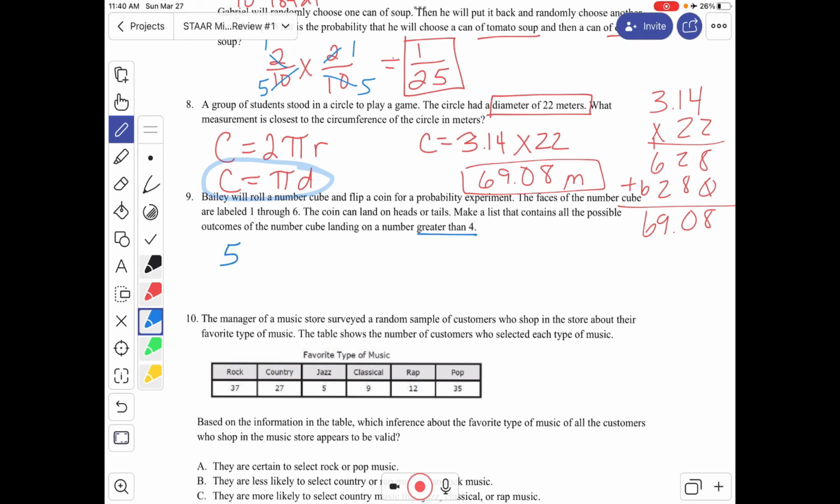5 and 6. Okay, but when she flips the coin, she could get either heads or tails. So she could roll the number cube and get 5 and then heads, or 5 and then tails. Or she could roll the number cube, get a 6 and then heads, or 6 and then tails. That's our list.